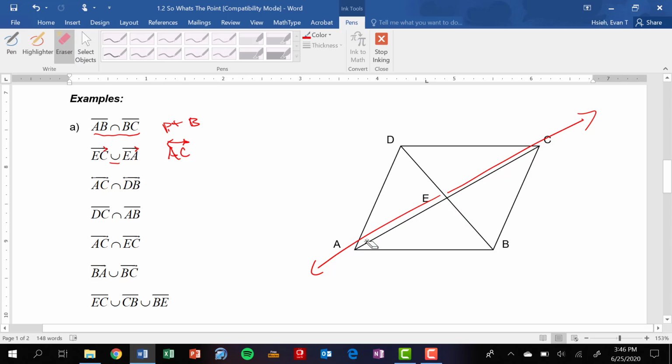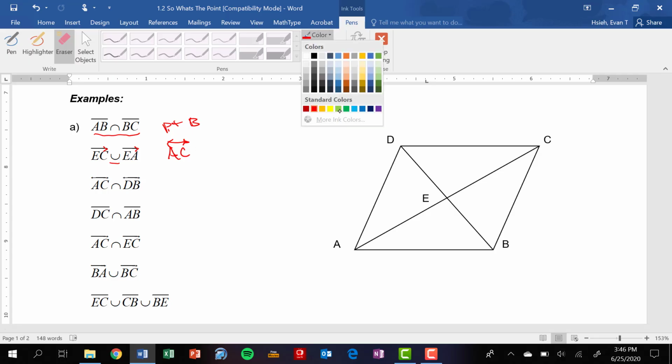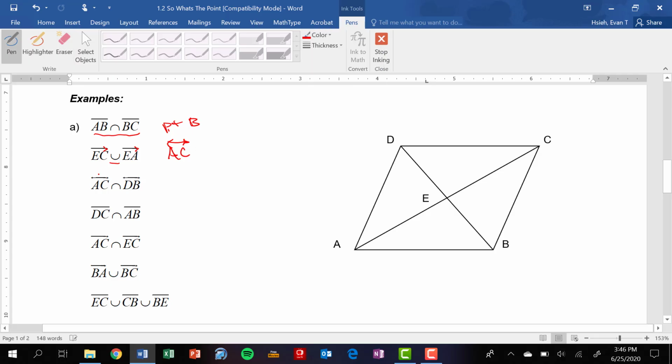Okay, and the next one. Looks like I'm looking at the intersection of, I believe these are lines. Intersection of line AB, or AC, sorry, with line DB like this. And the intersection is just going to be point E.